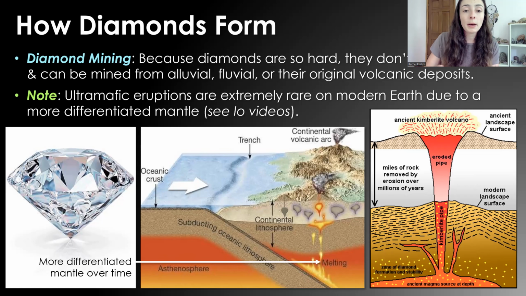And I talk a lot more about mantle differentiation and ultramafic volcanism and what it means in my Io videos, the videos I have about Io, which is the volcanic moon of Jupiter, because Io might have current ultramafic volcanism going on, which might tell us a lot about the mantle composition. So long story short, ultramafic eruptions are rare on modern Earth because it has been differentiated over time, and more silica-rich eruptions, so mafic to felsic material, tend to be what volcanoes erupt these days.